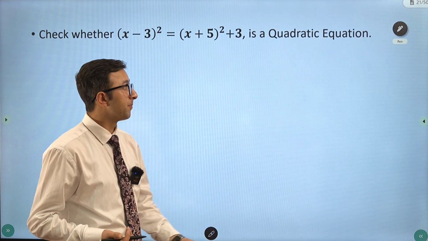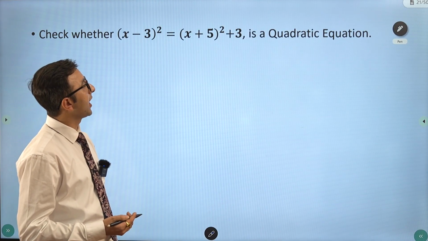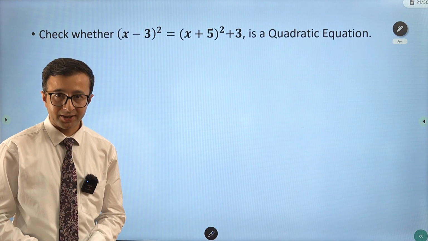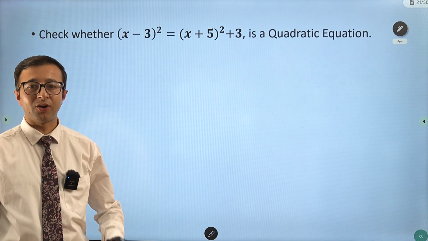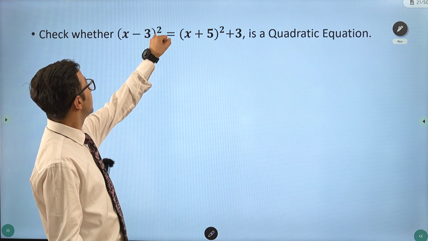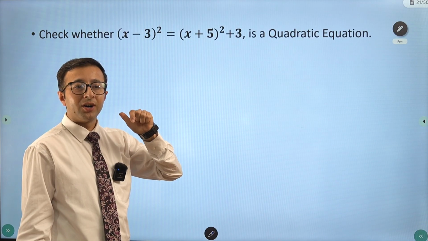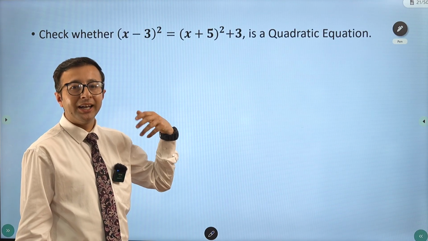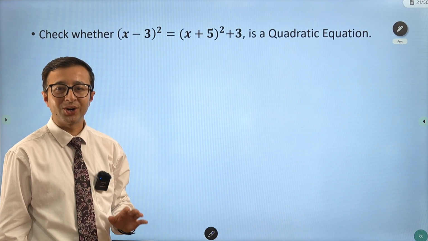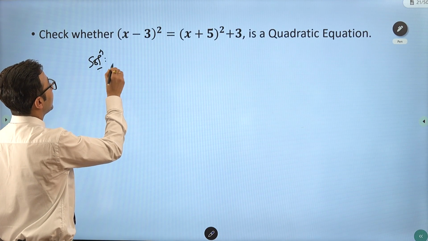That means Section B. There you will find: check whether (x minus 3) whole square is equal to (x plus 5) whole square plus 3 is a quadratic equation. You are supposed to check whether this is a quadratic equation or not. By looking at it, we can say it is a quadratic equation because the degree is 2. But before concluding that this is quadratic, let us simplify it to see whether it is actually a quadratic equation or not. So for the solution, we'll write it here.